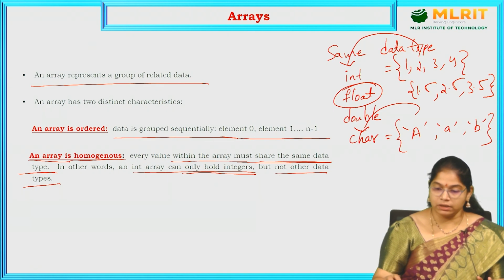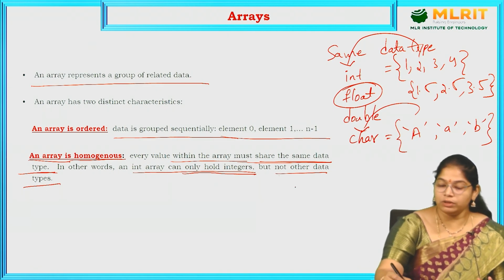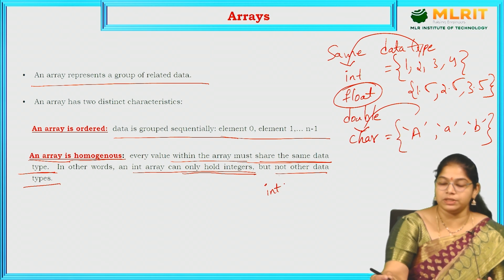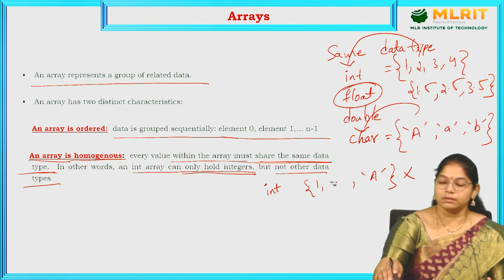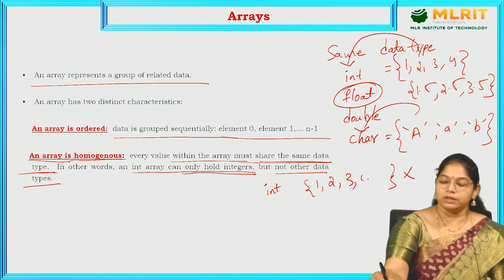You cannot choose, like, if I am taking the array data type as int, but here I am providing the values 1, 1.5a, this is not allowed. We can go with the same type of values like 1, 2, 3, 5.